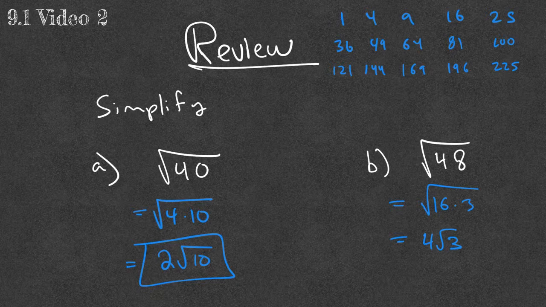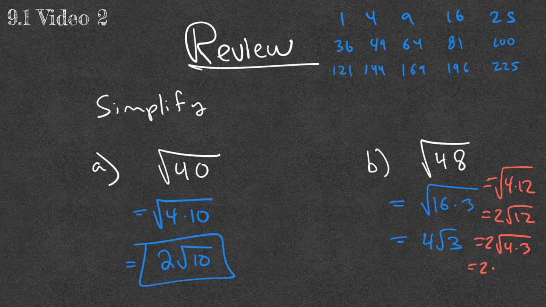Now some people might start problem B by doing 4 and 12. So they might say, oh, I know 4 is a perfect square and it goes into 48. So you go 4 times 12 and you get 2 root 12. And that's okay to start, except that we have to keep going because there's a perfect square that goes into 12. 4 goes into 12. So I'd have to write 2 times root 4 times 3. And then I get 2 times the square root of 4 is 2 root 3. And 2 times 2 is 4 root 3. So you still get the same answer. Either way is okay, but we always want to try to find the biggest perfect square that goes into a number. Alright, so now let's go to the new stuff for today.